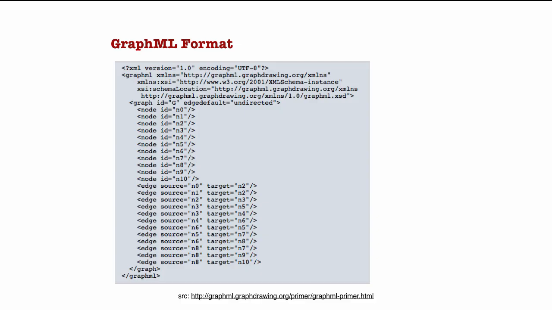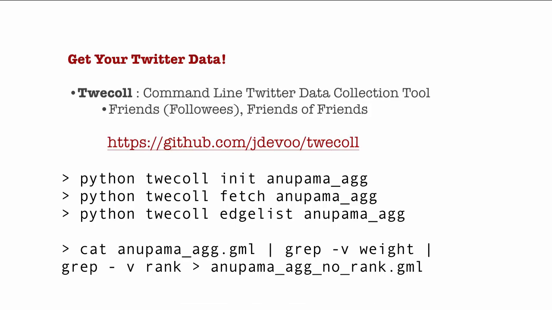Now we will learn how to collect your own Twitter followee network graph in GraphML format. We will be using twecall, a command line tool to get Twitter data in GraphML format. Using twecall, we will collect our followees information, which is also called friends, and friends of friends information. Let us see how that works.